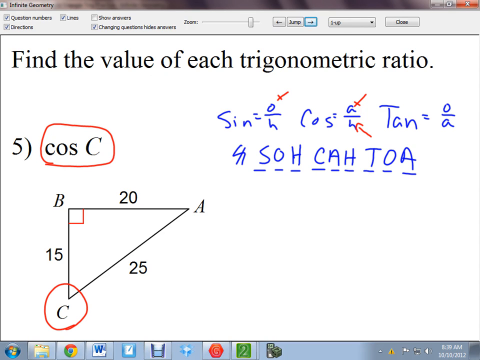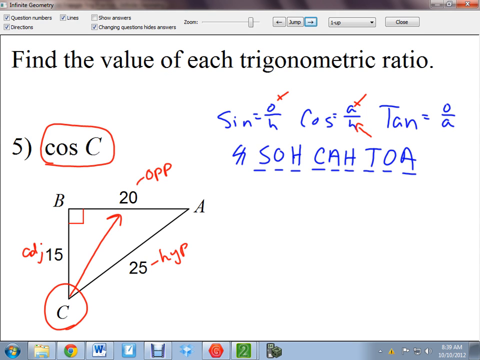So we say relative to C, opposite of it would be across from it, which is the 20 in this case. The hypotenuse is always across from the 90-degree angle, so that's got to be the 25. It's also the longest side of the triangle, and that leaves the 15 left to be the adjacent side.